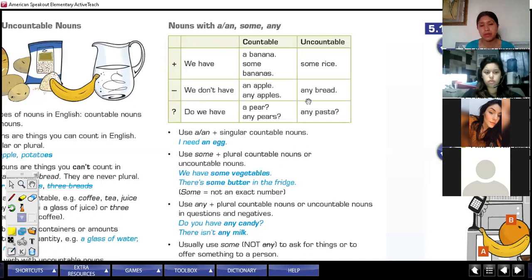Use any plus plural countable nouns or uncountable nouns in questions and negatives. Do you have any candy? ¿Tienes algún dulce? There isn't any milk. No tenemos leche. Zero milk. No milk.